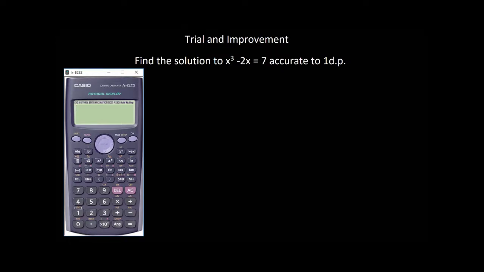What we have to do is we're trying to get as close to 7 as possible, accurate to 1 decimal place. So that's the x value that needs to be accurate to 1 decimal place. That's what we're looking for. So the first thing that we need to do with a trial and improvement here is get some idea of what possibly that value could be.